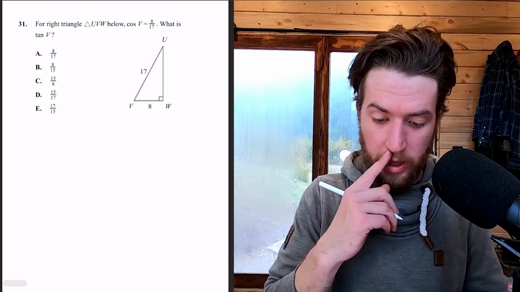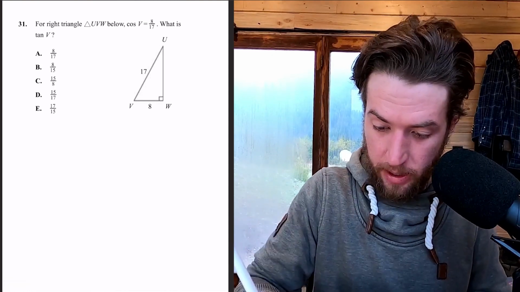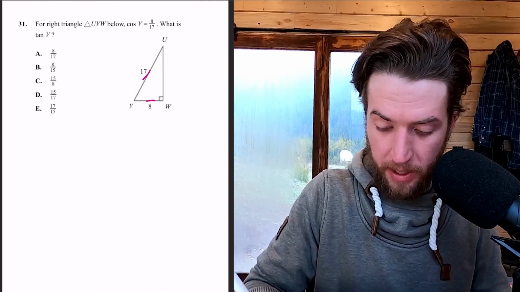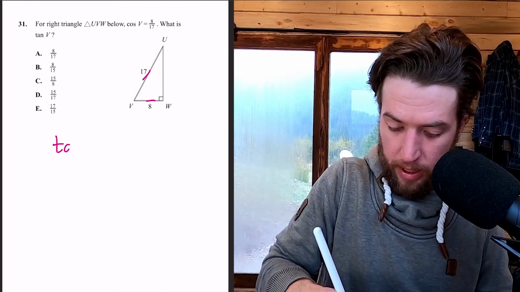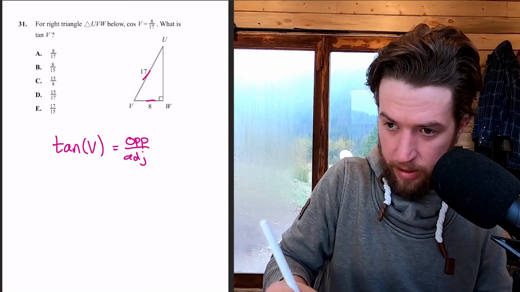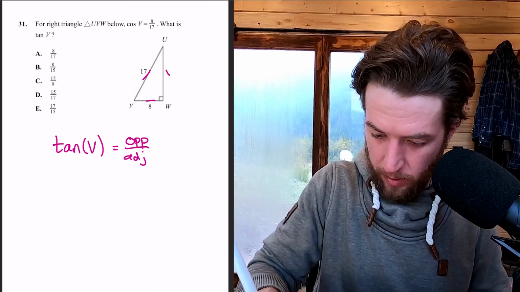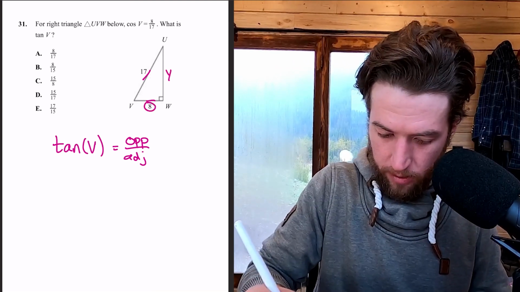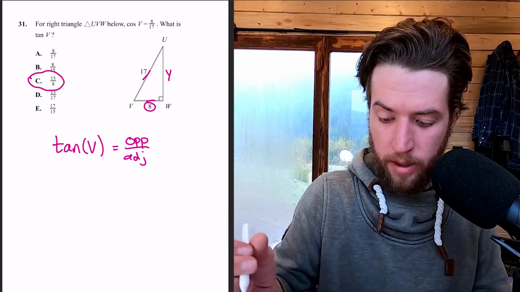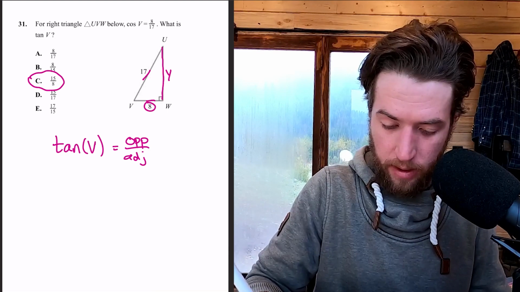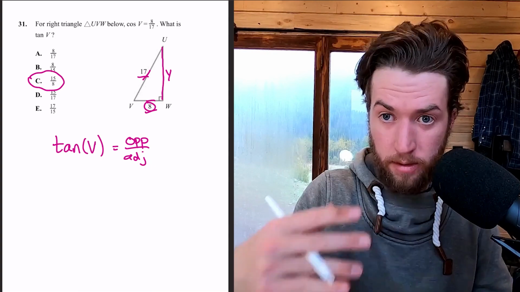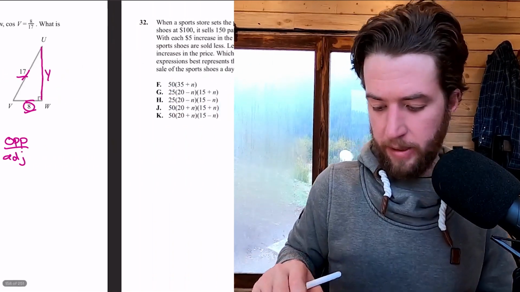All right. For right triangle UVW below, cosine of V is 8 over 17, so adjacent over hypotenuse. I agree. What is tangent of V? So tangent is going to be opposite over adjacent, which is going to be that over 8. So just looking over here, I recognize this is the only one with an 8 in the denominator. And this side will be, I think, 15. It's whatever the square root of 17 squared minus 8 squared is. You can check me. Okay, on to the next.